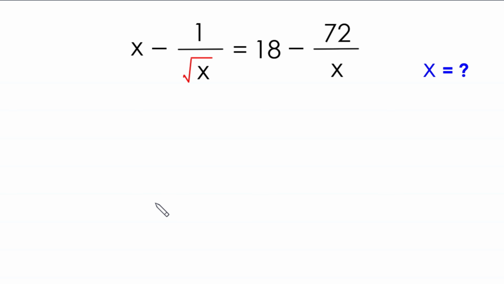Hello everyone, welcome to how to solve this very nice radical equation: x minus 1 over root x equal to 18 minus 72 over x. Our job is to find all possible values of x.